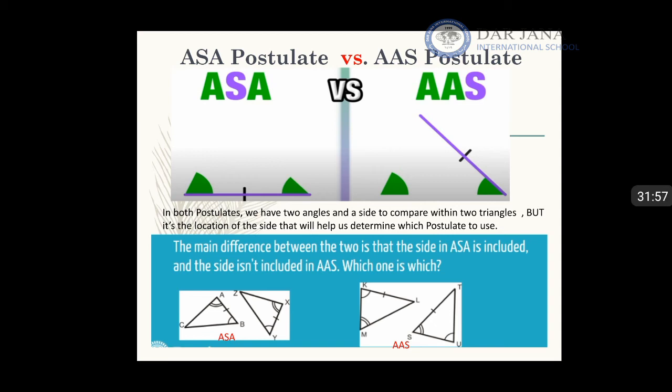Let's look at triangle KML and UST. So angle K is congruent to angle U, good. Angle M is congruent to angle S. We have two angles in the first triangle that are congruent to their corresponding angles in the second triangle.